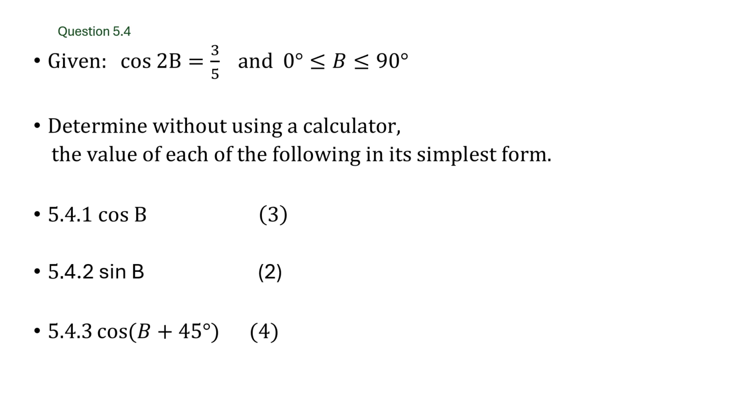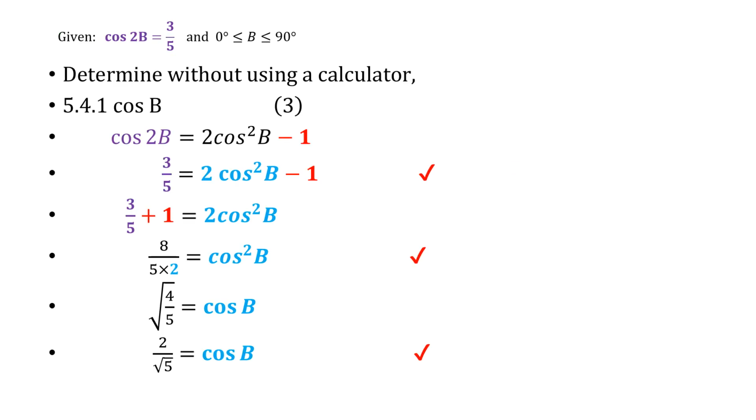So let's look at the first problem. cos 2b equals 3 over 5. As I said, b is less than or equal to 90, so we're working in the first quadrant. Determine without using a calculator cos b, for 3 marks. We should know from our double angle formula that cos 2b equals 2 cos squared b minus 1. So I'm writing the double angle in terms of the single angle cos.